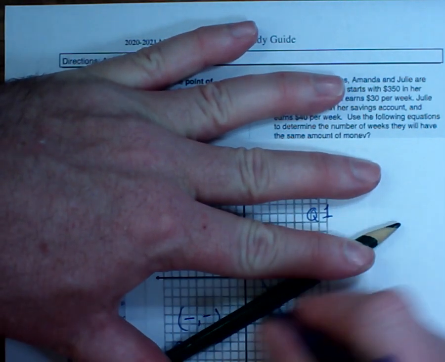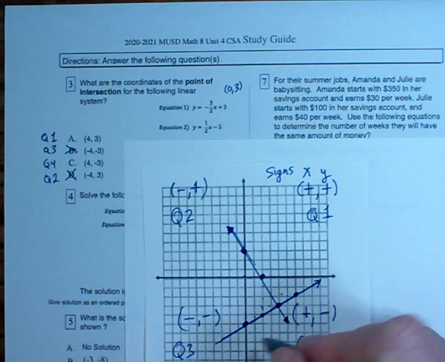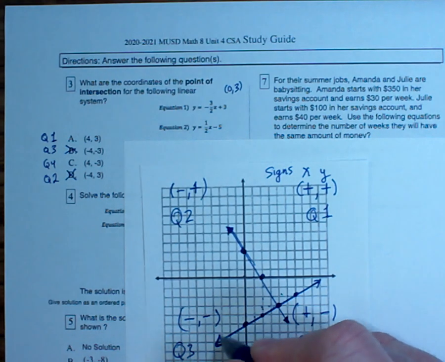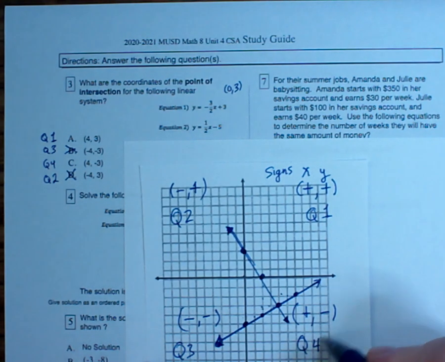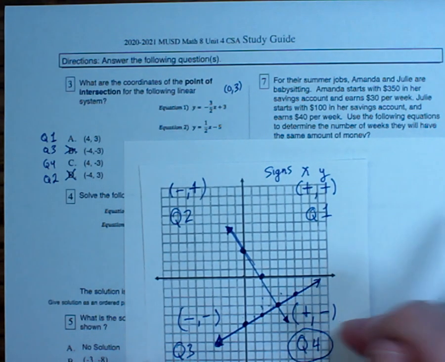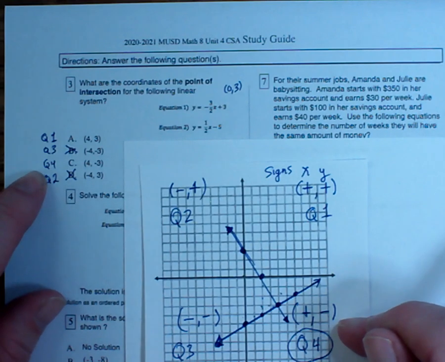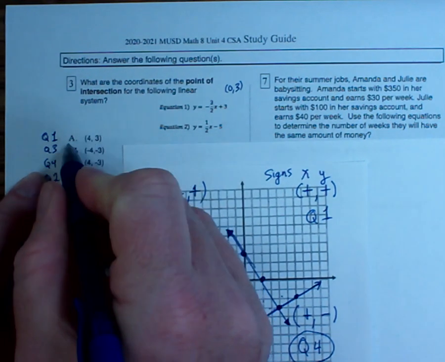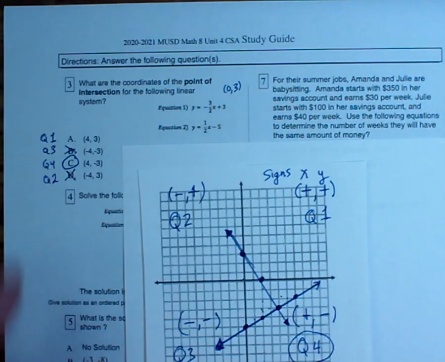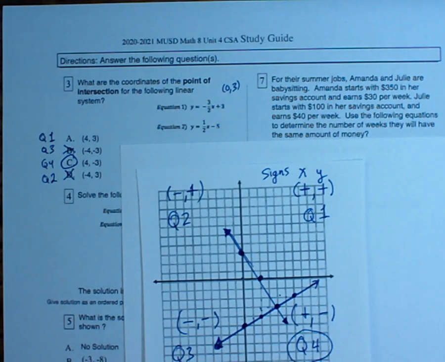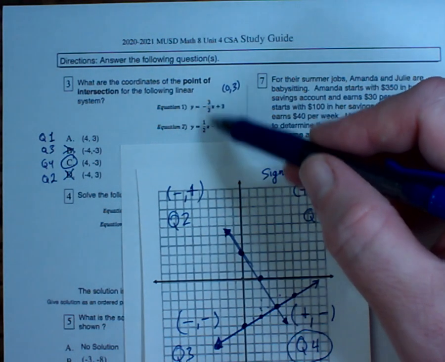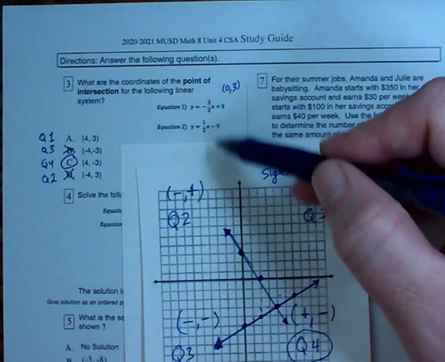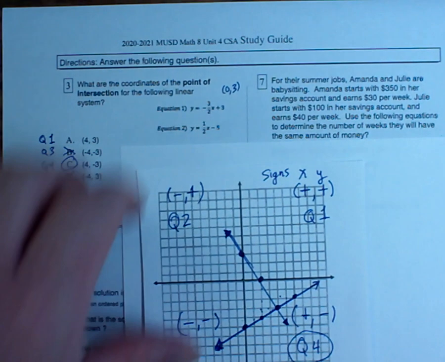I would be okay because I would know that it's got to be in quadrant 4. There's only one answer in quadrant 4, the positive, negative answer of C. So now A is off. You could also solve this algebraically, but graphing is the easiest method here.